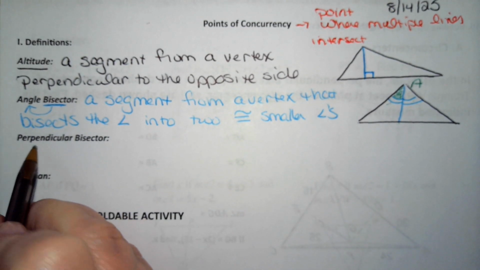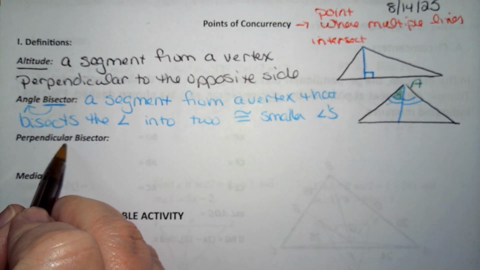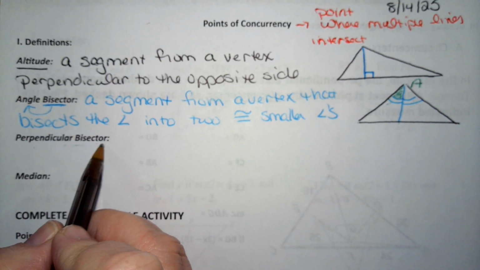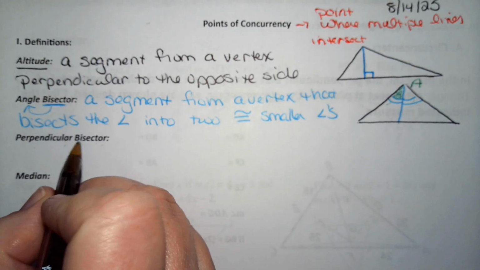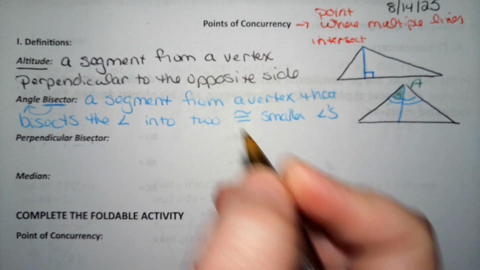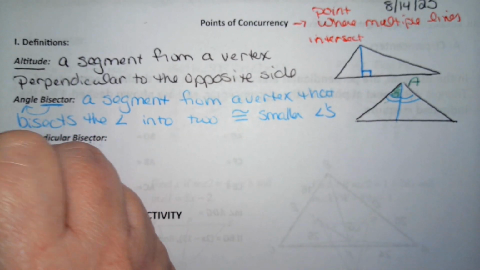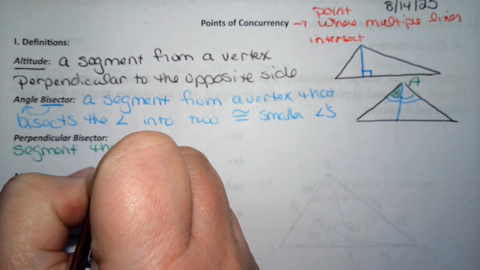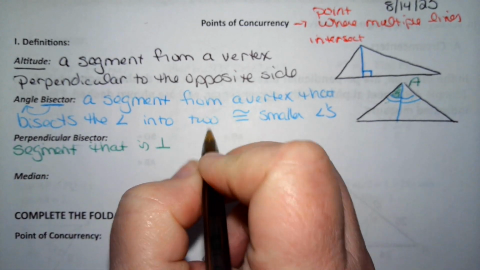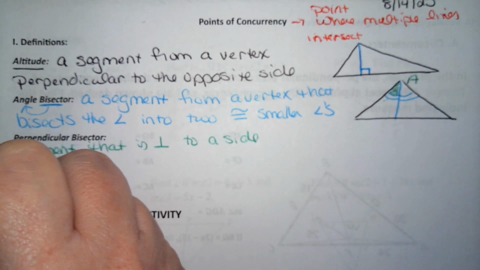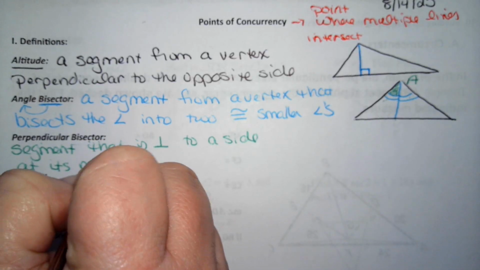All right, now we've got a perpendicular bisector. What does perpendicular mean? Intersects to form right angles. What does bisector mean? Cuts it in half. So we've got something that's intersecting to be a right angle, but it's also cutting something in half. So here, a perpendicular bisector is a segment that is perpendicular to a side at its midpoint.